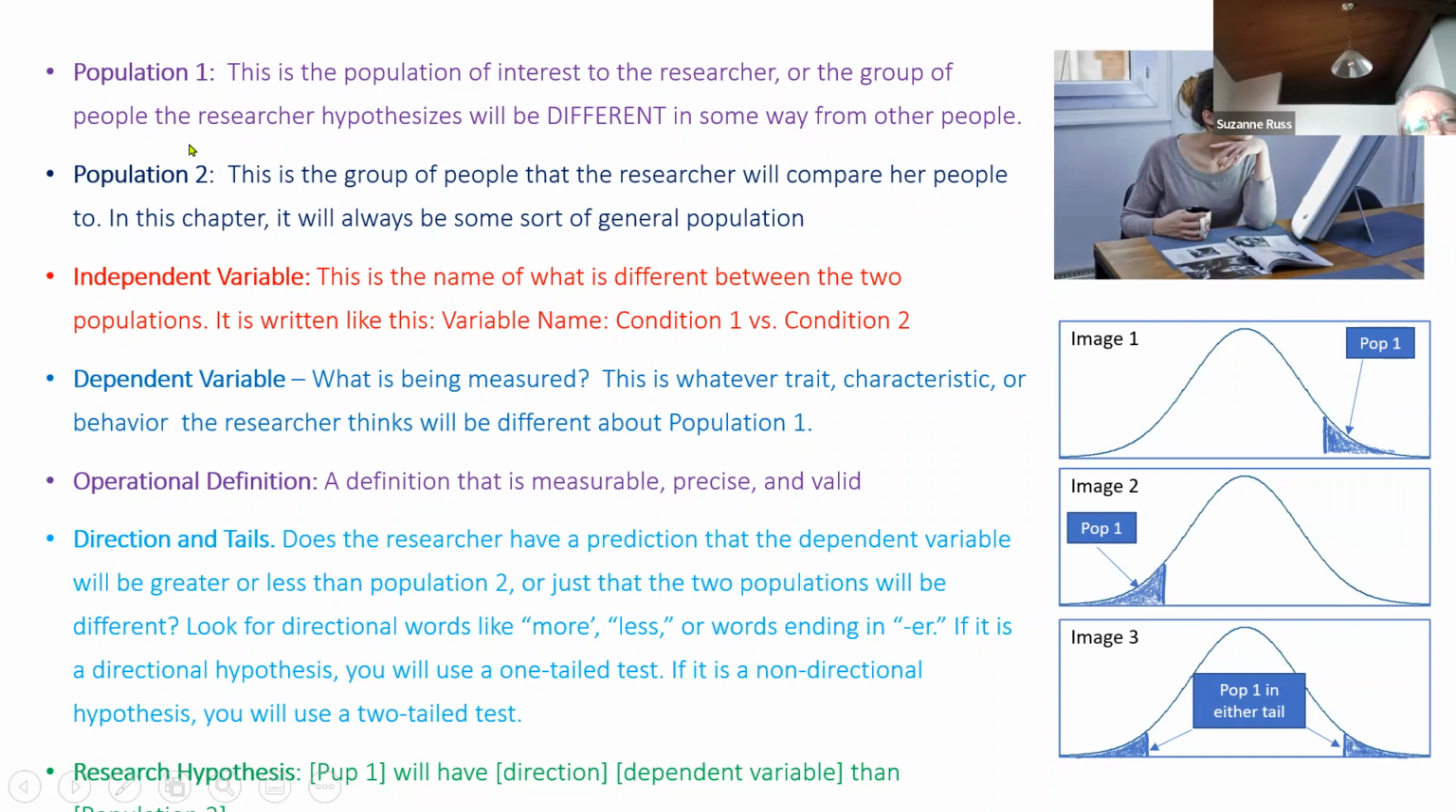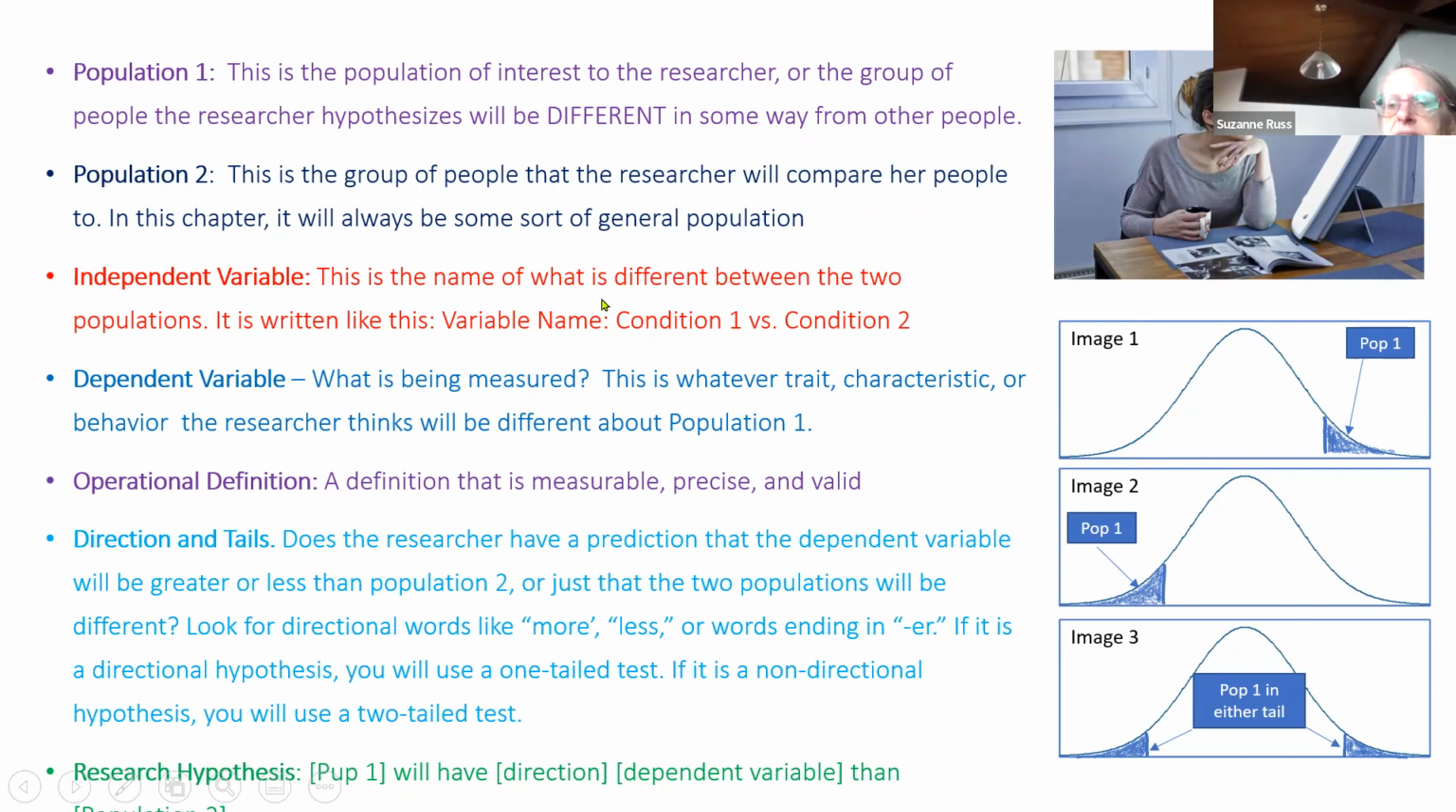Then we're going to use these populations to figure out the independent variable. And then we're going to figure out the dependent variable, what's being measured. Then we're going to figure out the operational definition. We're going to figure out the direction, and we're going to figure out the research and the null hypothesis. And these are all part of experimental designs.